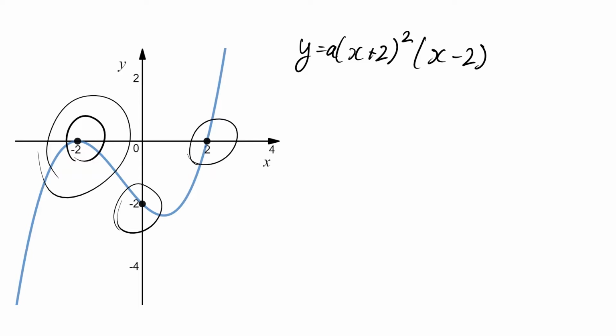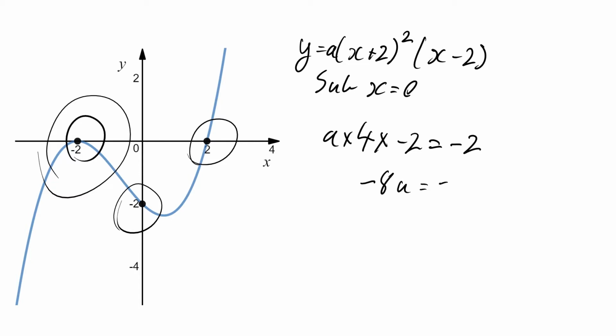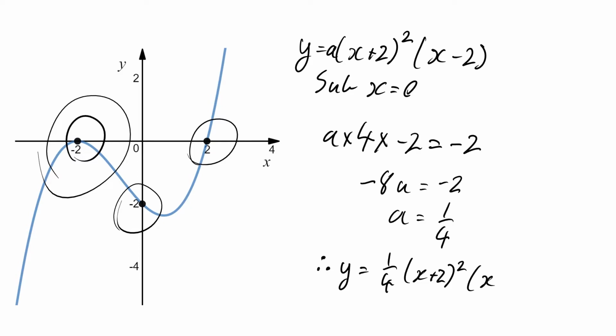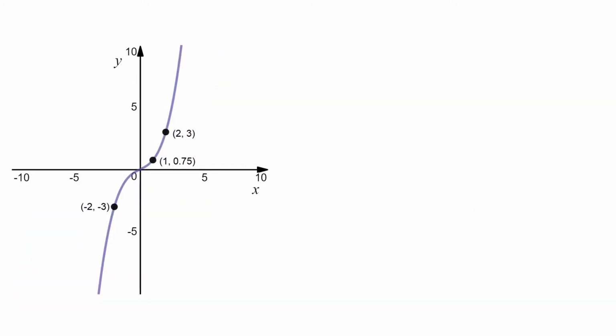And I know the y-intercept, so I'll sub x equals 0. So now I'll have 2 squared, which is 4, times negative 2, and I still have my a value at the front, and I know all of this must equal negative 2, so I'm going to be left with negative 8a equaling negative 2. a is therefore equal 1/4, (x plus 2) squared, lots of (x minus 2). And that's it.